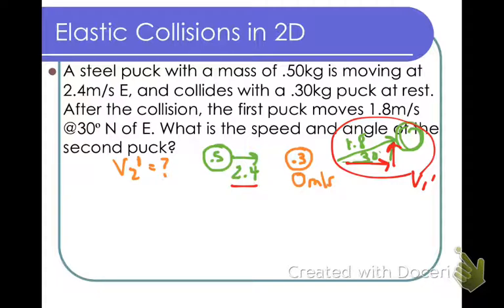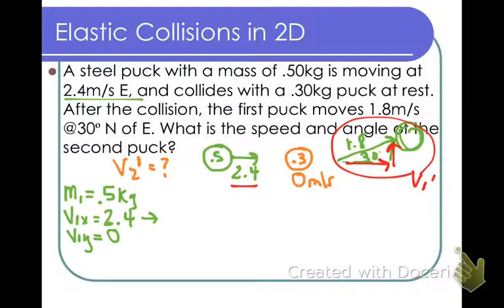So first I'm going to list my variables. M sub 1 is our first puck, and it weighs 0.5 kilograms. V sub 1 happens to be moving east, which means it's only in the x direction. So I'm going to have a 2.4 there. And I like to just draw an arrow to tell me which direction it's moving. You can also indicate from there that v sub 1y is equal to 0. We can see that.